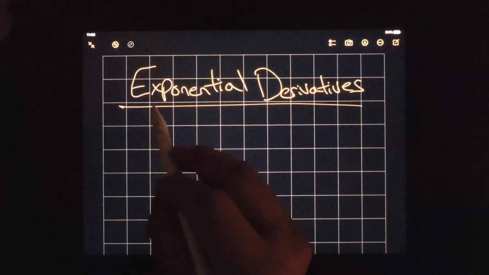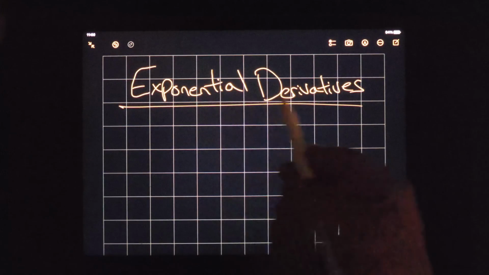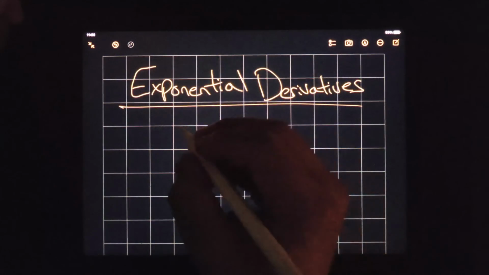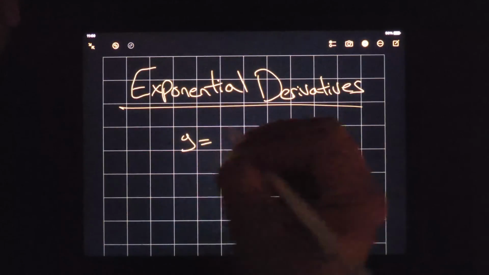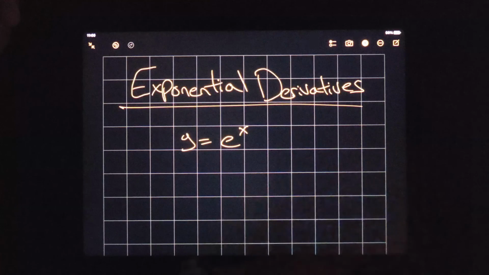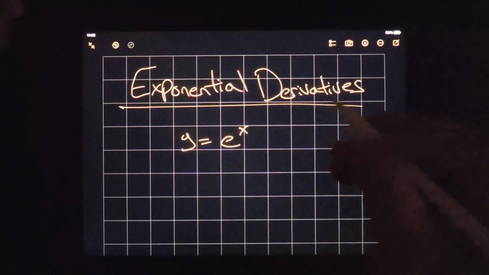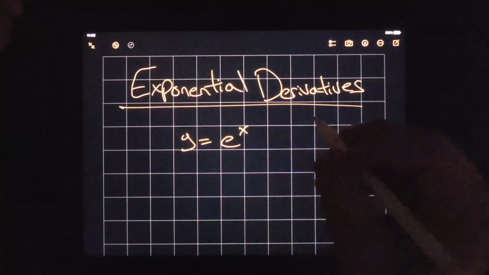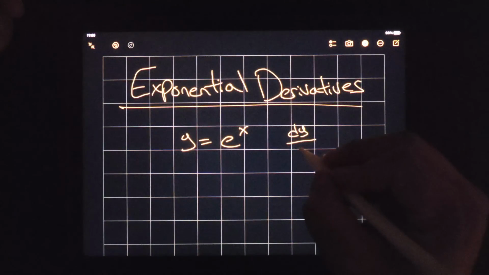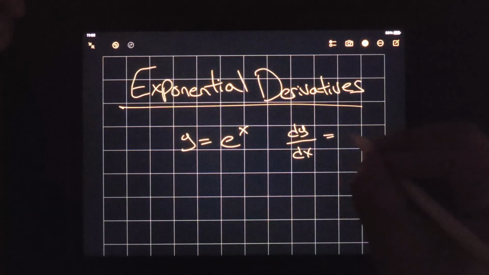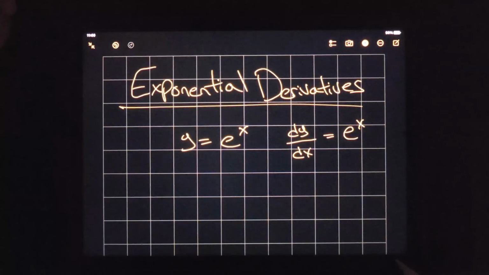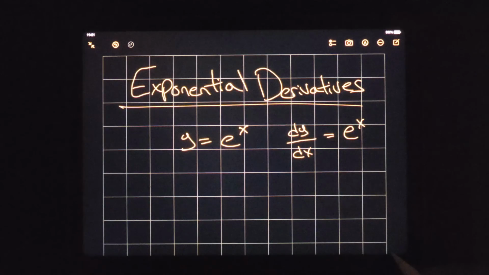Okay, so in this video we're going to be tackling exponential derivatives, or derivatives of the exponential function. So, if you remember y equals e to the power of x, there's not much to this. If you have y equals e to the x, the derivative of that is going to be e to the x. I'm not making that up, that is something you can look up.